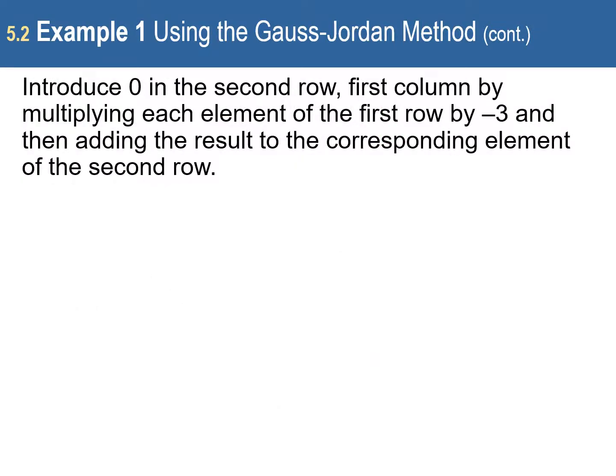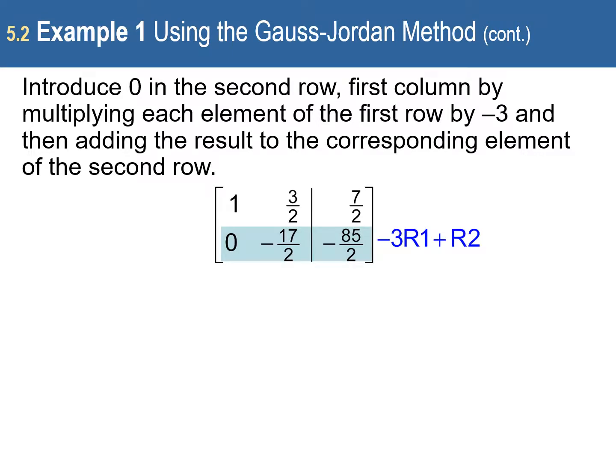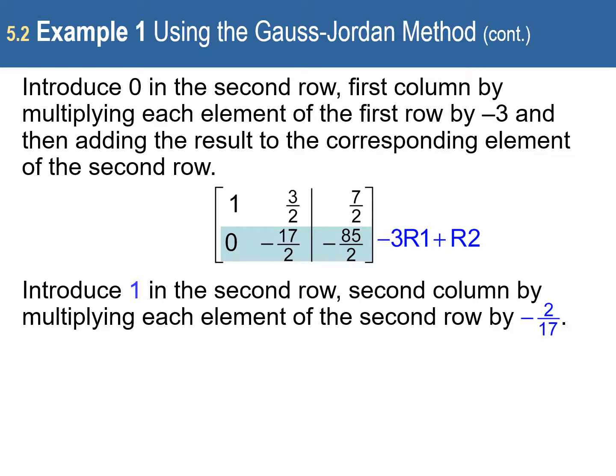So to do the Gauss-Jordan method, you introduce 0 in the second row, first column, by multiplying each element in the first row by negative 3, and then adding the result to the corresponding elements of the second row. So when I do this, that's negative 3R1 plus R2, that gives me negative 17/2 and negative 85/2. Now I want 1 in the second row, second column, and I can do that by multiplying the entire row by minus 2/17.